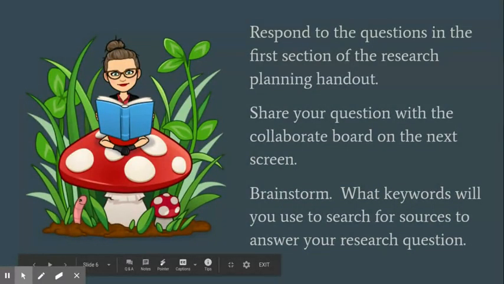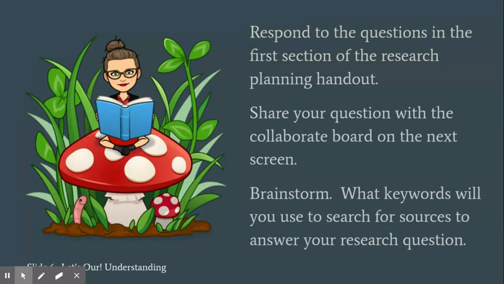Now I'm going to give you about 15 minutes to respond to the questions in the first section of the research planning handout. At the end of the time, you will share your question on the Collaborate board on the next screen. Remember to brainstorm. What keywords will you use to search for sources to answer your research question?